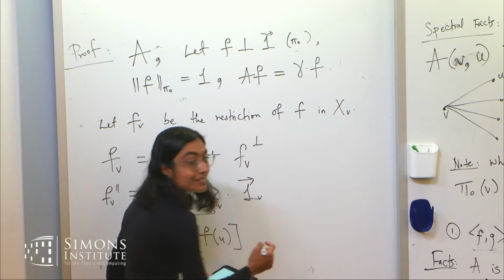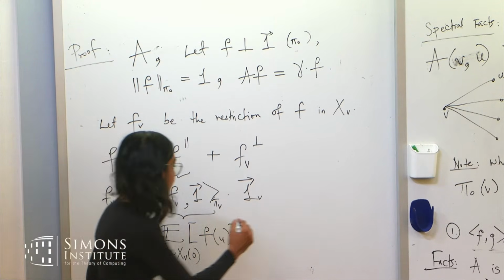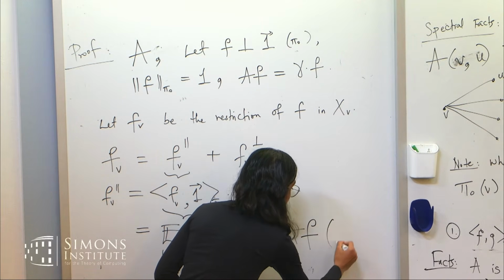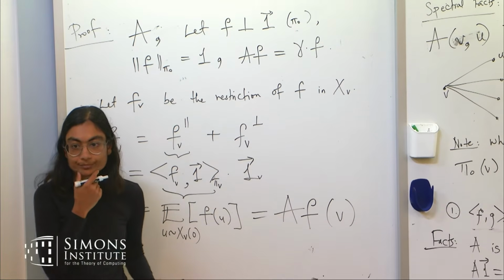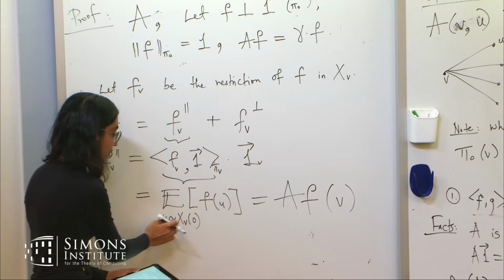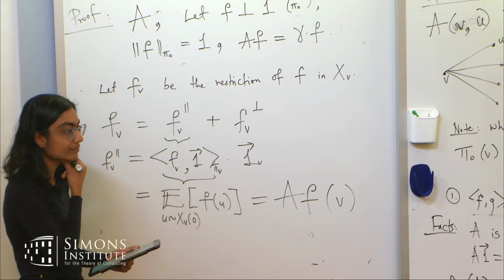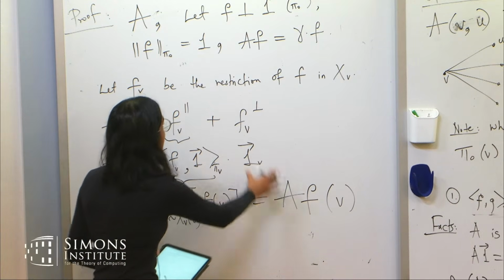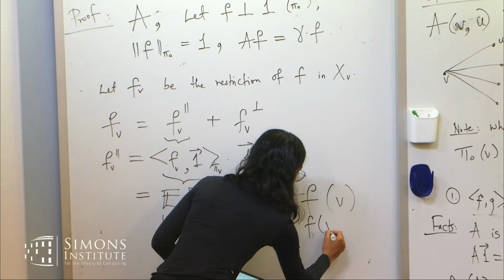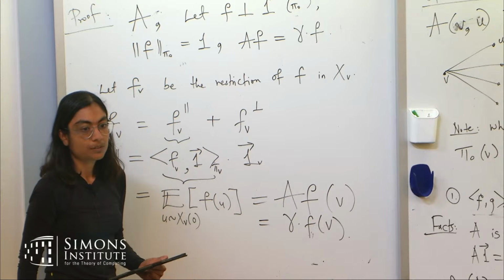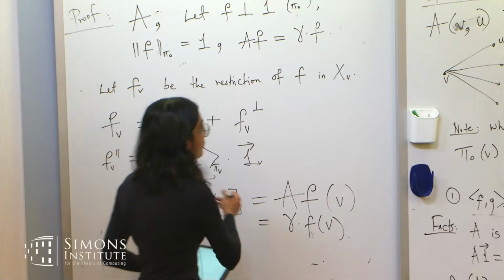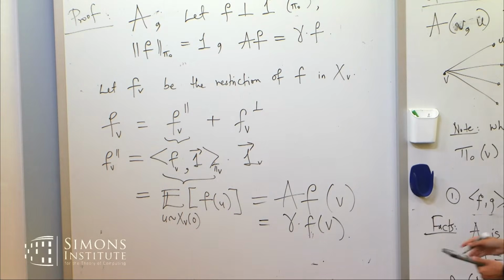So this is just, sorry? Is it AF of V? Yeah, so this is exactly the transition matrix A applied to F at the entry V, because these are exactly the probabilities of transitioning from V to U. And we also know that AF of V is just going to be gamma times F of V. Okay, and now given this, it's quite simple to finish the proof.